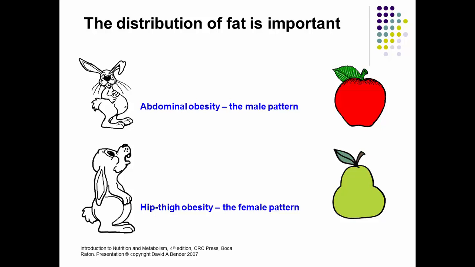The other type is also called the female pattern, or pear obesity. That means fat accumulates mostly in the hip and side region, right? And this type of obesity is less metabolically harmful compared to abdominal obesity.